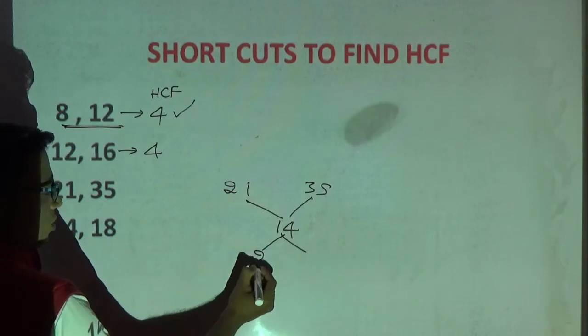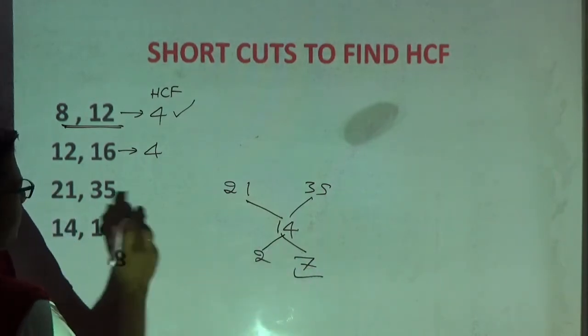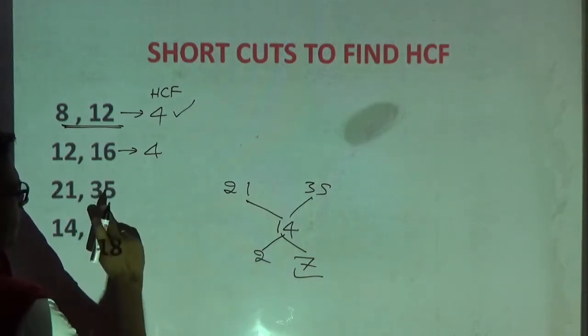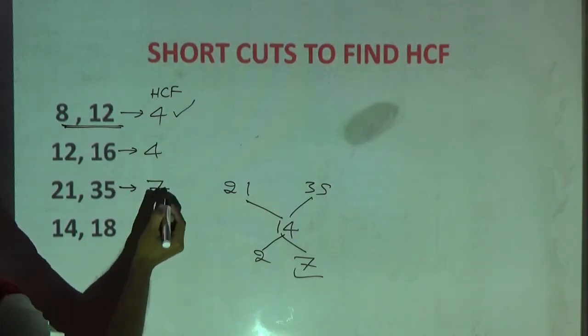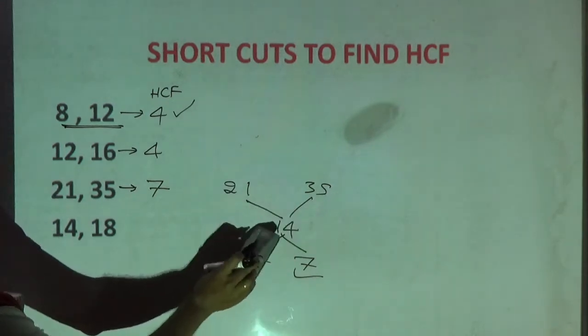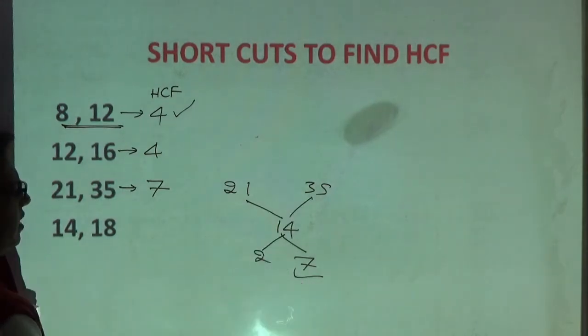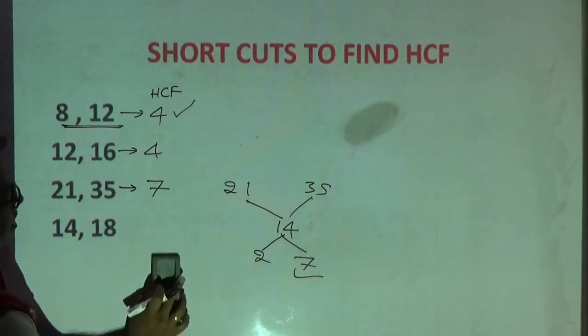So 14: 2 and 7. Now, from 7, can I divide 21? Yes. From 7, can I divide 35? Yes. Therefore the HCF is 7. The HCF between 21 and 35 is 7. The difference is 14, but 14 cannot divide 21 and 35. The factors of 14 are 2 and 7. 7 can divide 21 as well as 35. Therefore HCF is 7.